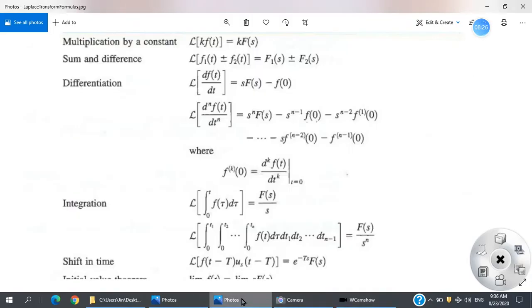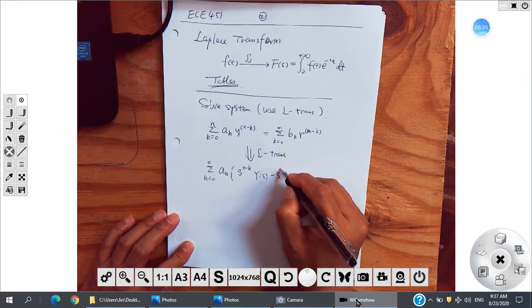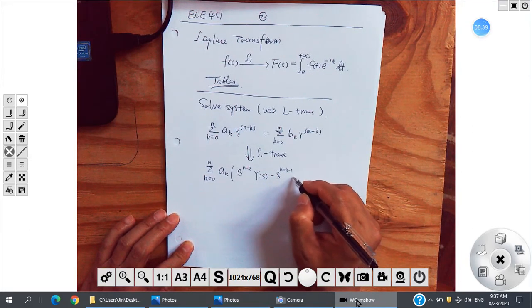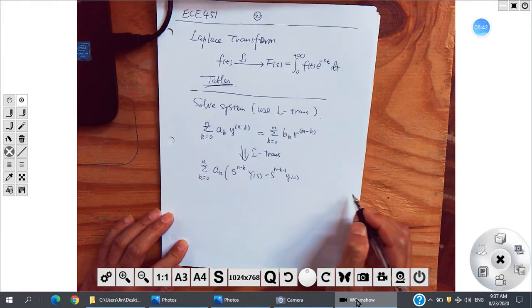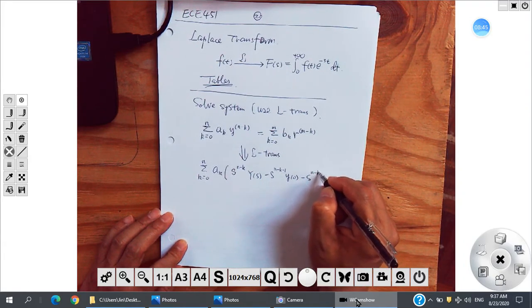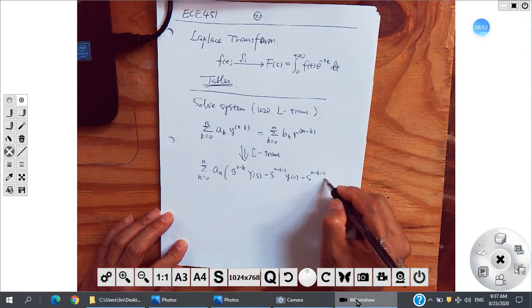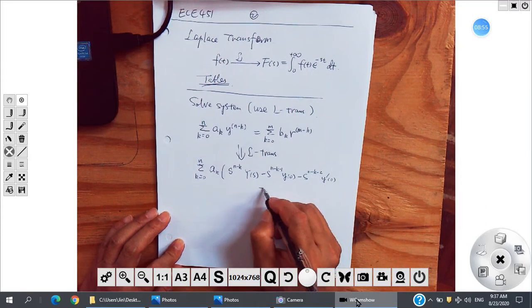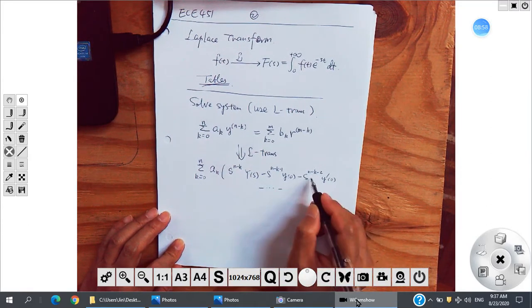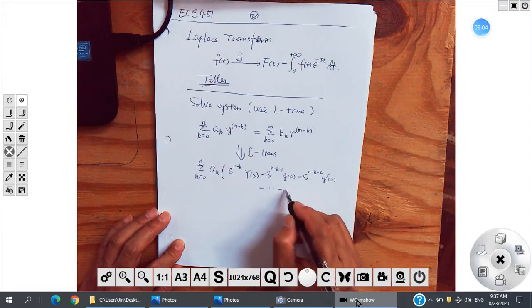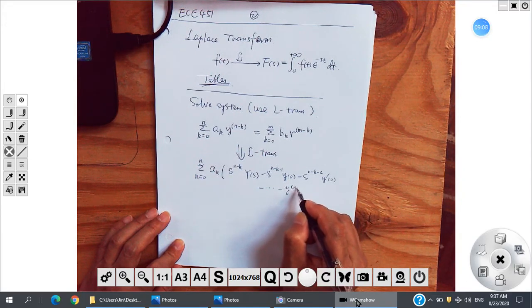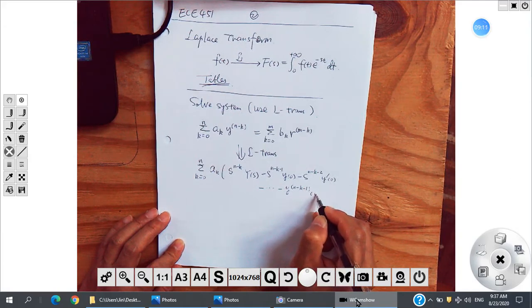I can't remember, I need to check. So next will be a power of s times the initial value. It is s to the n minus k minus 1, and the initial value is y of 0. And the next, another s to the n minus k minus 2, times y prime of 0. Until the last one, where there is no s; you can consider this s to the 0, which is just 1. And then we have the n minus k minus 1 derivative value at 0.